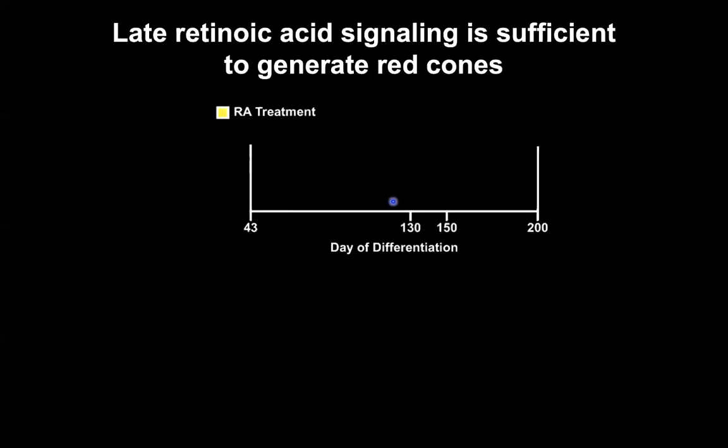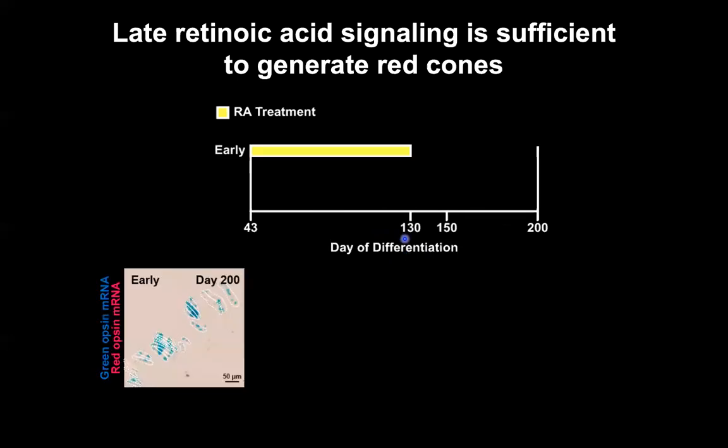I looked to alter the windows of retinoic acid signaling in our retinal organoids and test if we could generate red cones in our system. I was especially interested in the day 130 to 150 window because this window was critical for green opsin onset. In our original protocol, we added retinoic acid from days 43 to 130 and produced all green cones. This agrees with our RNA sequencing data.